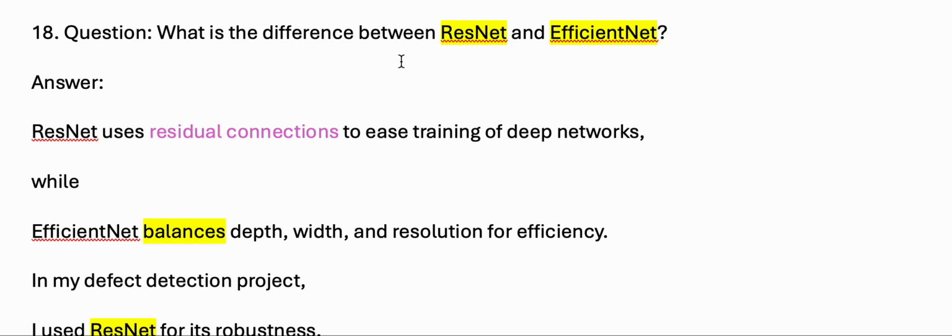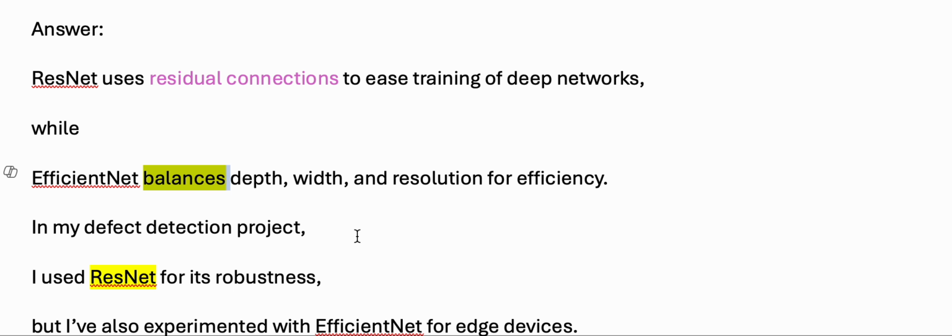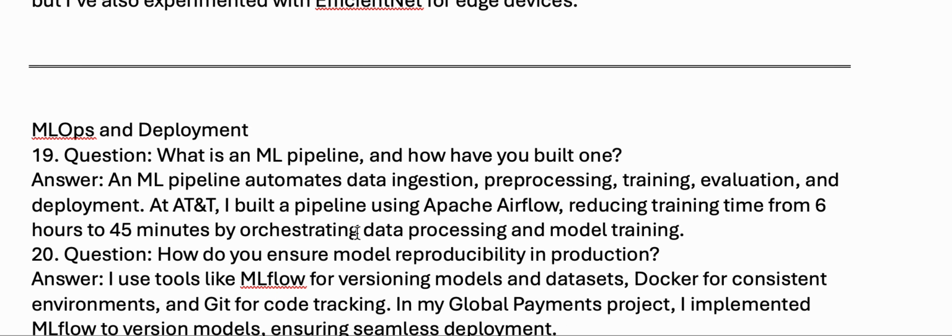Next, what is the difference between ResNet and EfficientNet? ResNet uses residual connections to ease training of deep networks, while EfficientNet balances depth, width, and resolution for efficiency. In my defect detection project, I used ResNet. That's all.